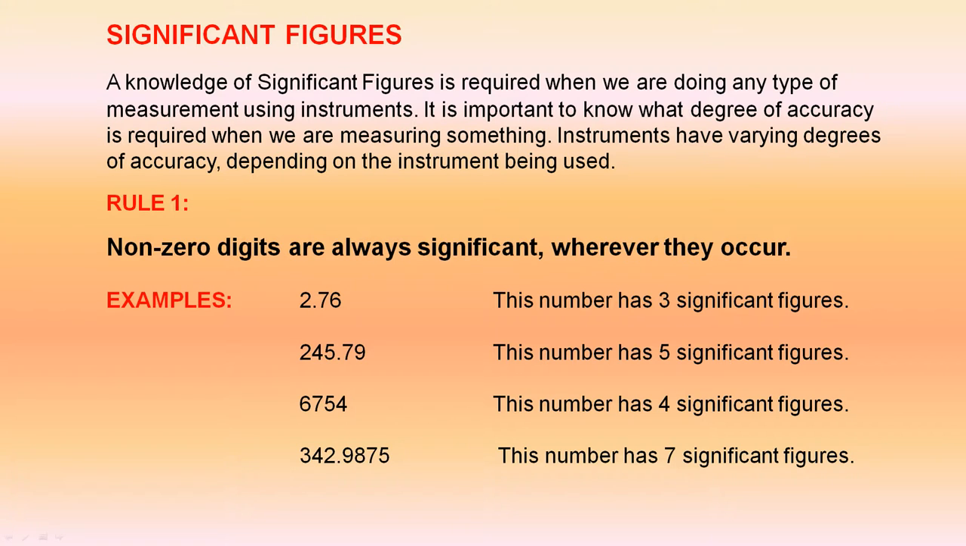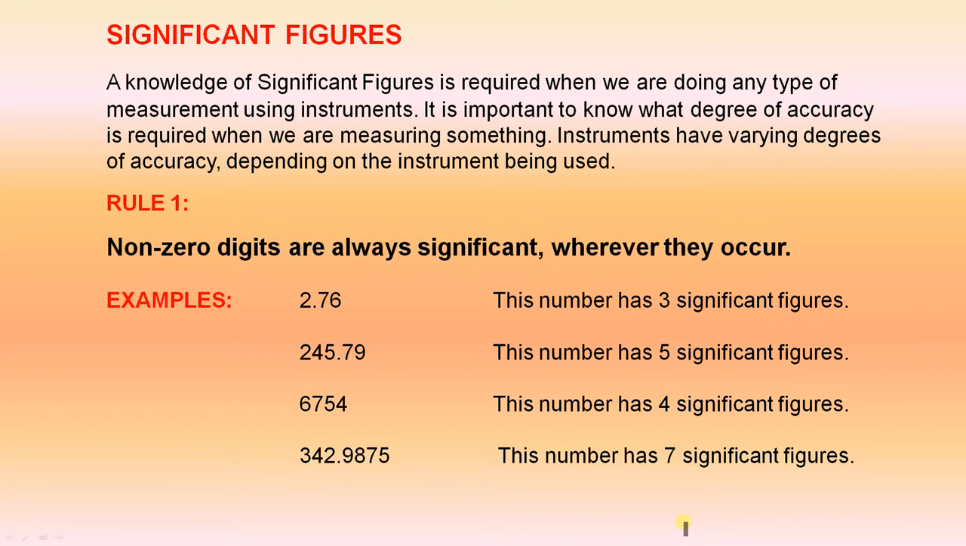Now here is rule 1, where we determine whether digits are significant or not. This is the easiest rule of all, and there is absolutely no confusion. Non-zero digits are always significant wherever they occur. That is so straightforward. With these four numbers here, they are all non-zero digits. Whether you have a decimal point or not, they are all significant. So you have 3, 5, 4 and 7 significant figures respectively.